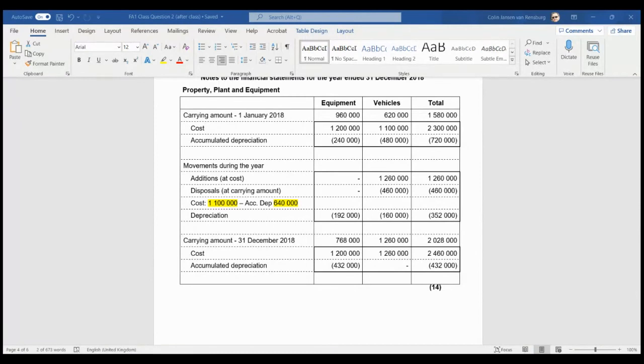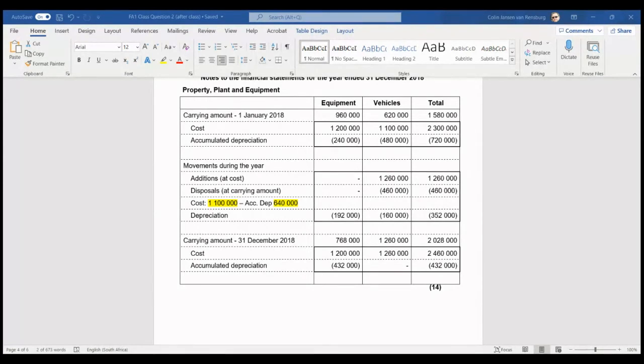Let us see, ladies and gentlemen. If you take that 1.2 million less the 432,000, does it give you 768,000? Let's just check on that. Does it give us 768,000? It does. Thank you everyone for confirming that.